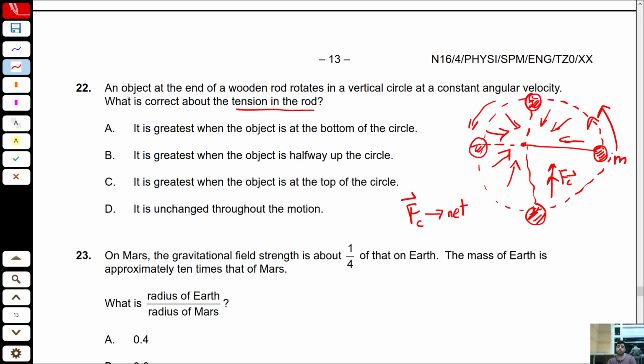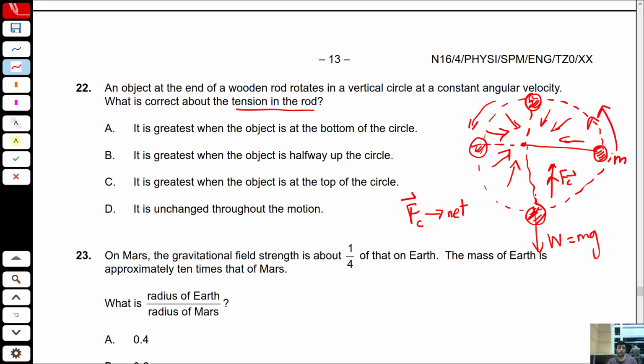So centripetal force is always acting whenever there is a circular motion, and it is always directed toward the center of the circle. So when the ball is right at the bottom position, the weight is acting in the opposite direction. The weight always acts downward toward the Earth, but centripetal force is required to be in the upward direction.